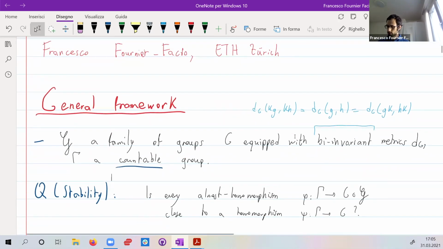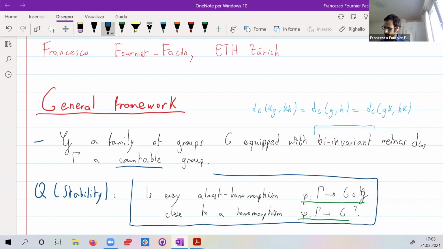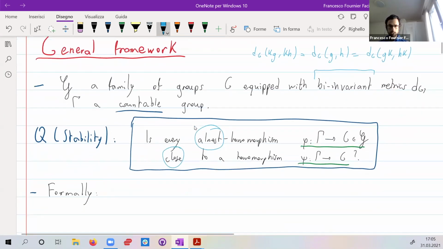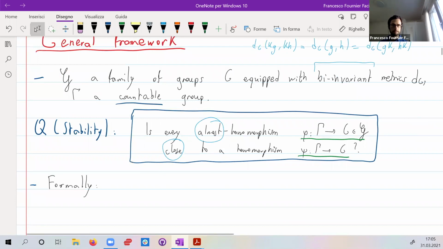And the stability question is the following. Is every almost homomorphism phi from gamma to a group in this family close to a homomorphism? This is the intuitive way of phrasing stability. But there are these two words here, almost homomorphism and close. These are the two words that we need to formalize. So let's make it more formal.